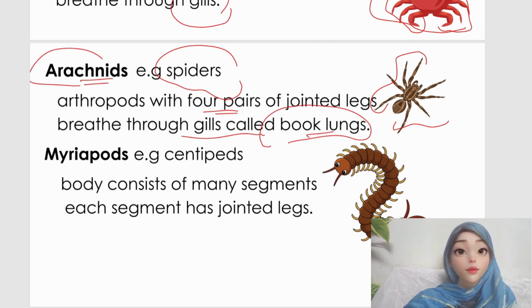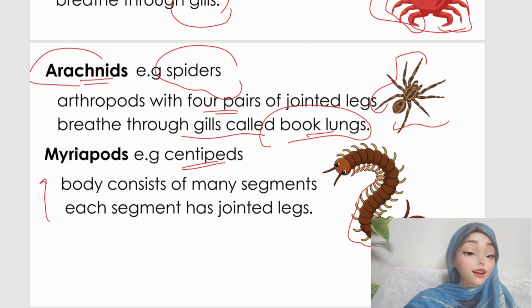Okay, now let's move on to the myriapods, for example the centipedes. Here is the centipede. Their body contains many segments, and each segment has jointed legs.